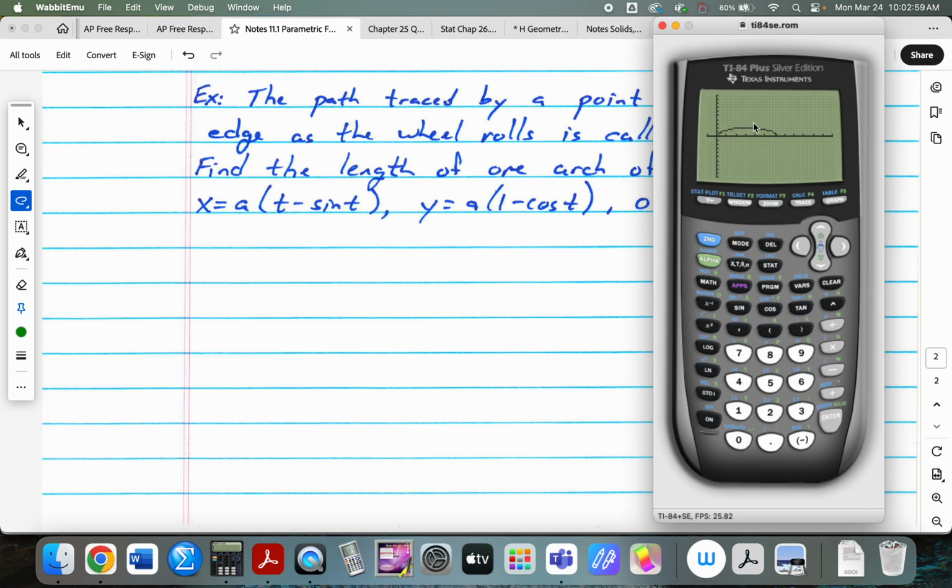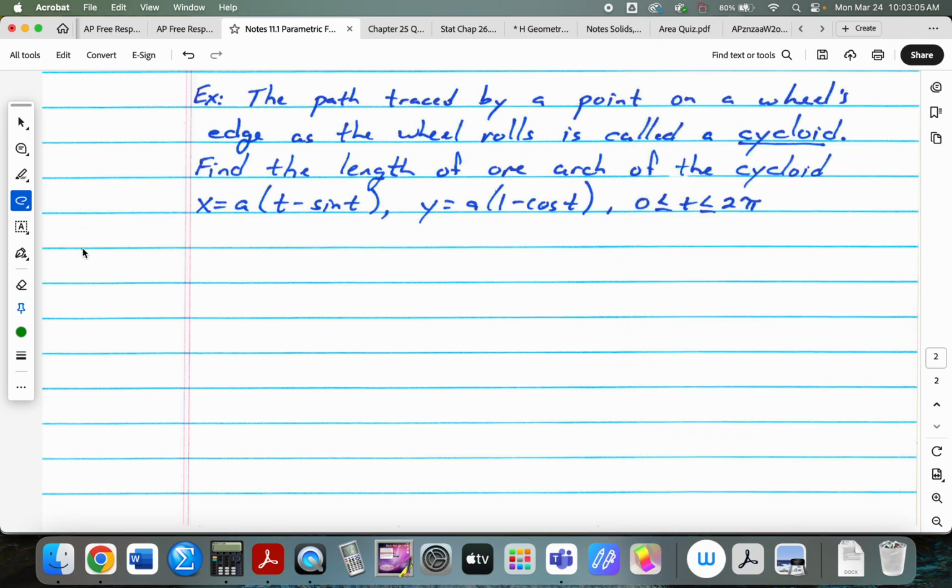So what's happening is it makes this graph that looks like this. If you can imagine, if you were to take a wheel and stick something on it and trace that path as the wheel rolled along the ground, that shape is what it makes. It's called a cycloid.